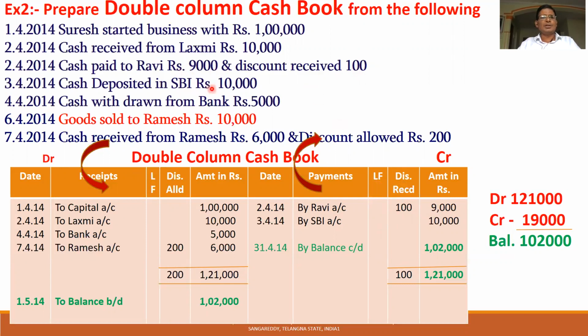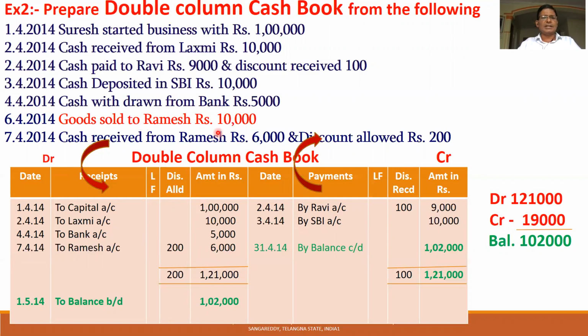And the cash deposited in SBI, that means we paid cash to SBI. We sent 10,000 to the bank. So cash payment of 10,000 is to the SBI account. Cash withdrawn from bank, so cash is coming in from the bank. 5,000 is debited.